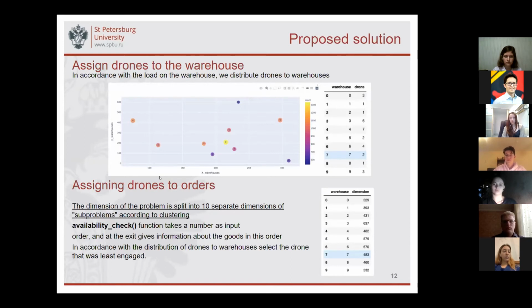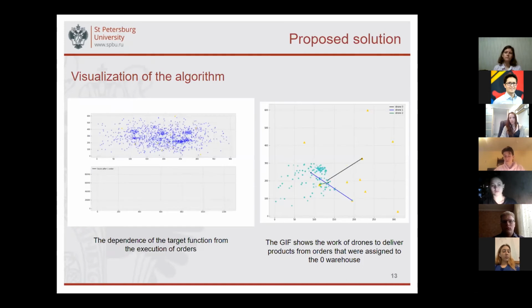Then we assign clusters with the number of orders to the warehouse. We assign drones to the warehouse. Then we choose a drone that was least engaged and complete the order. On this slide, you can see a visualization of the algorithm. On the left side, there is the dependence of the target function on the orders, and the right side represents the work of drones delivering products.